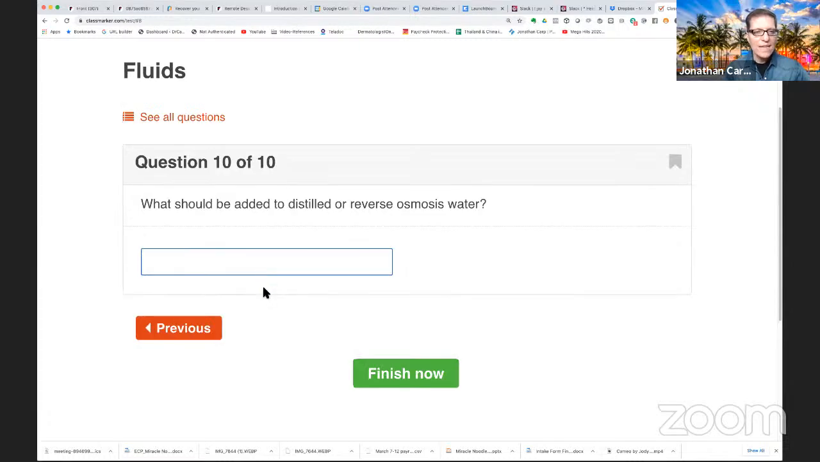And what should be added to distilled or reverse osmosis water? That's sort of a free question. You have no choices. What would you say? Yep, minerals. And you have your choice. Some people do a pinch of Celtic salt, or a pinch of Himalayan salt, or a pinch of real salt from the mines in Salt Lake, or they buy mineral concentrates that they can add.